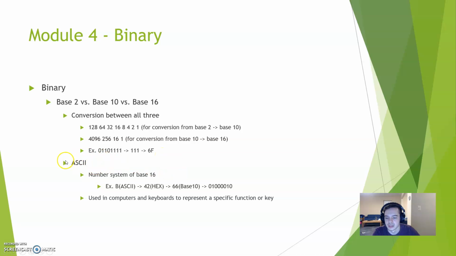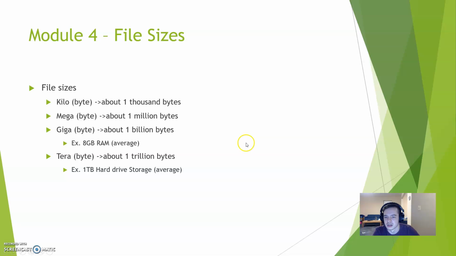And then we also learned about ASCII, which is just another number system based in base 16. Here are some examples right here. Basically, these are used in your keys, so every key is assigned a base 16 code. I believe uppercase B is 66. I think we talked about that a lot.